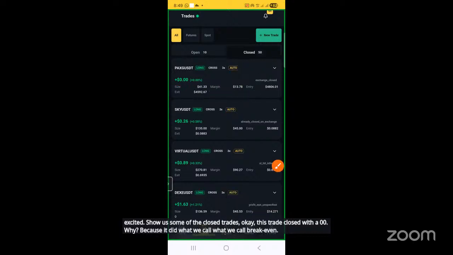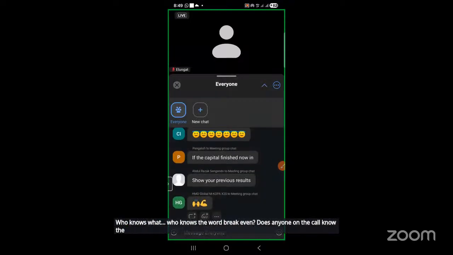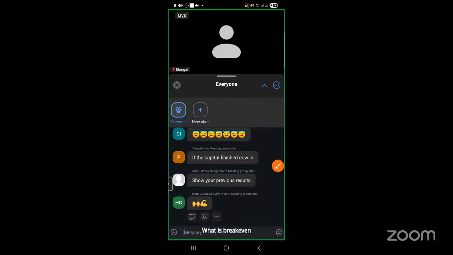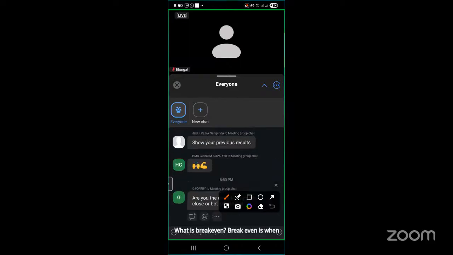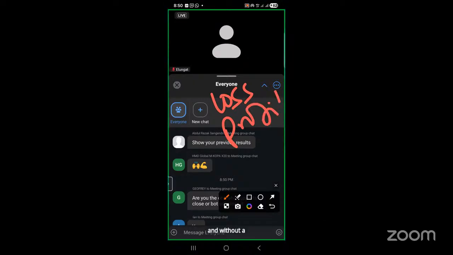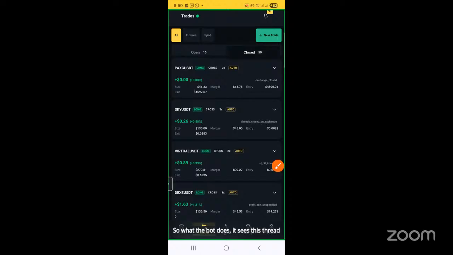Who knows the word break even? Does anyone on the call know the word break even? Has anyone been trading and you know what we mean by break even? What is break even? Break even is when you get out of a trade without a loss and without a profit. So what the bot does, it sees this trade, and if I continue holding it, it might be bad. The way I see it is the way I see the movement of this coin.